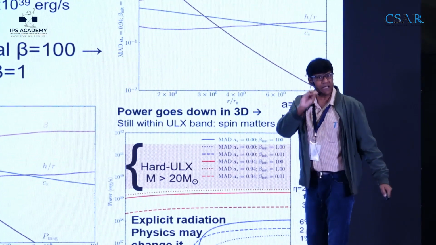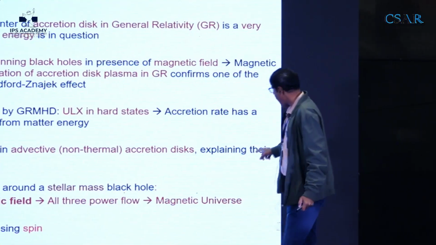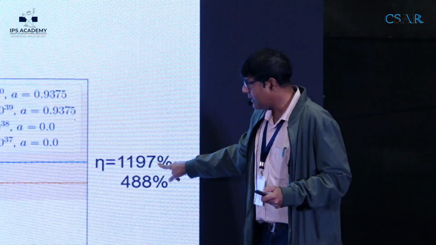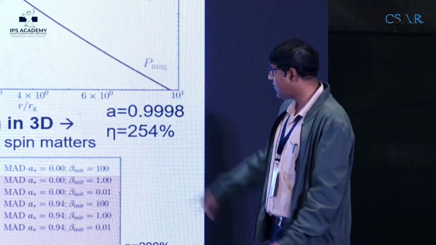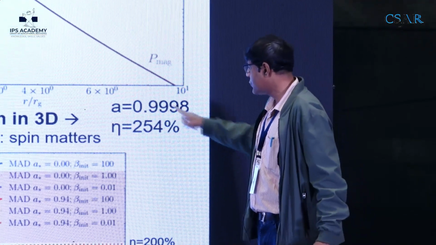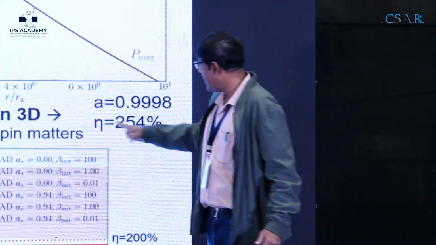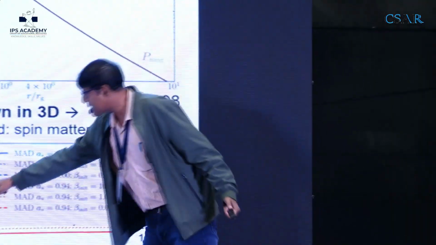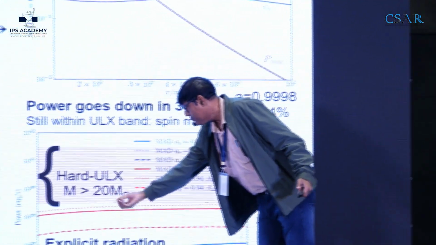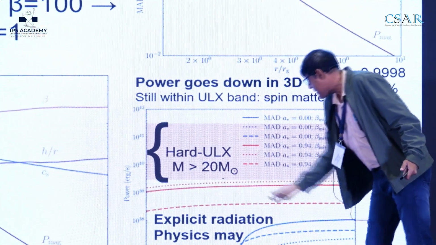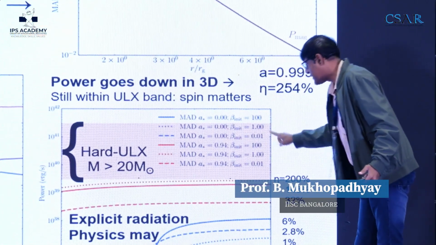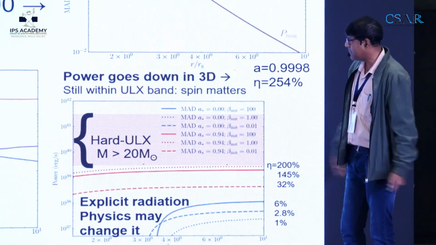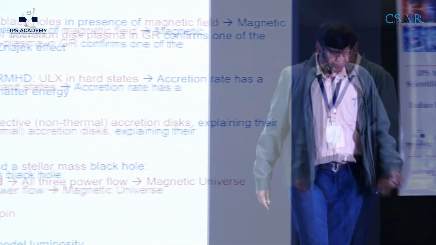But if I go for realistic 3D, the previous one is 2D, and energy extraction could be more than 1000%. But that is in this idealistic 2D case. If I go for 3D, energy extraction could be reduced to 250%, which is still more than 100, and very promising. And we are able to explain hard ULX if you introduce a slightly massive black hole. But again, you need high spin. Low spin does not help us to explain the production.